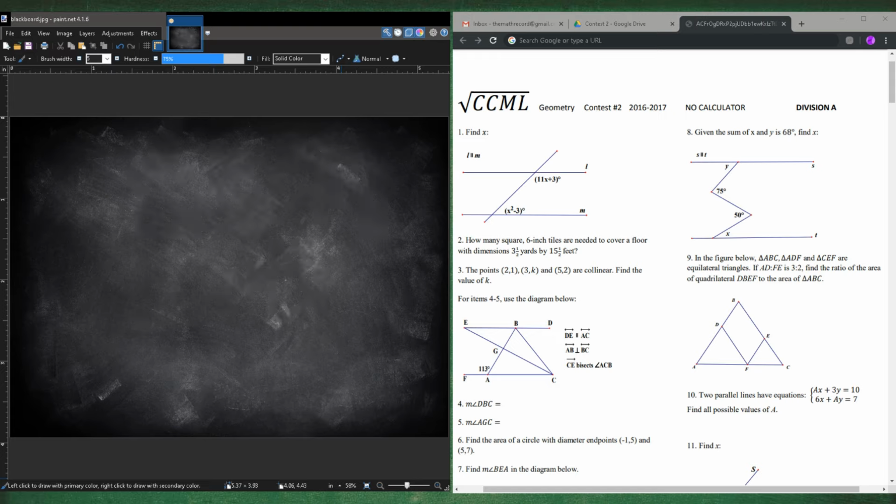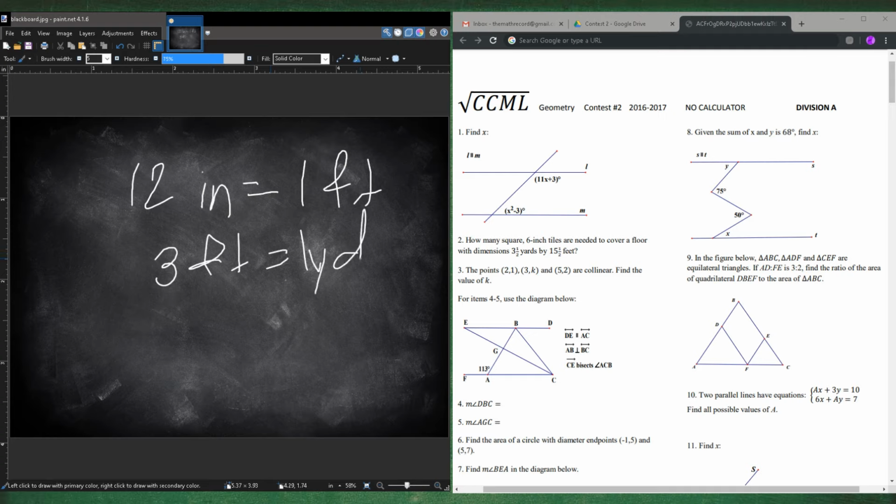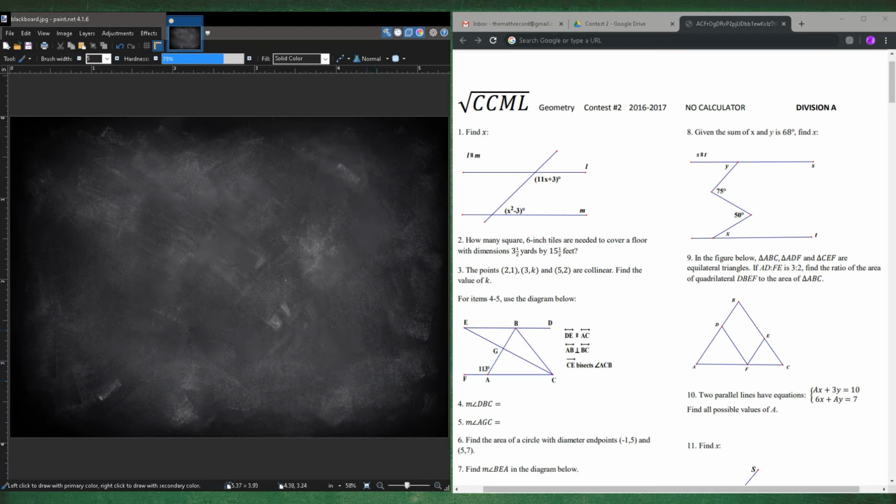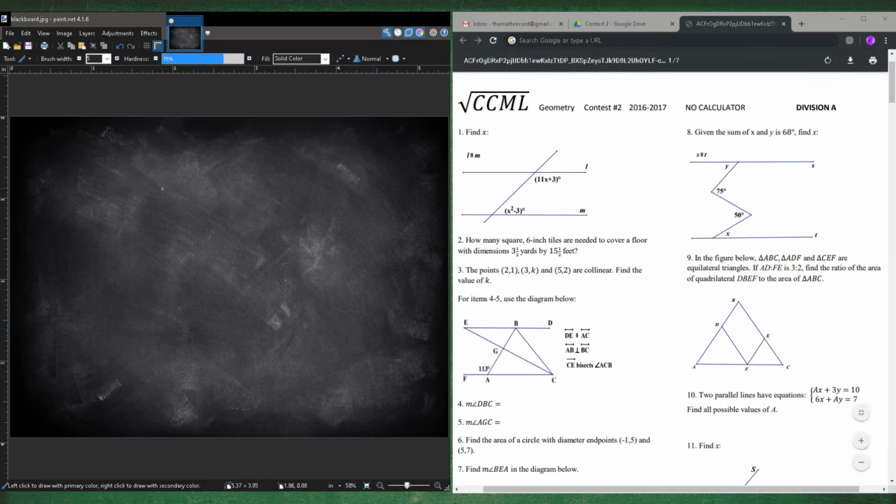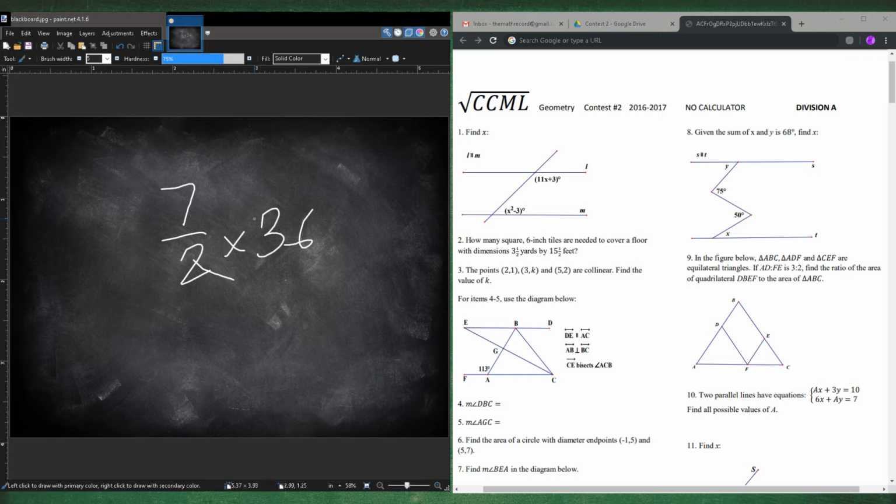Okay, question 2. How many square 6-inch tiles are needed to cover a floor with dimensions of 6.5 yards by 5.5 feet? So 12 inches equals 1 foot, and 3 feet equals 1 yard. Basically, 36 inches equals 1 yard. So we need to convert these yards into inches. So that's 36. So 3.5 is 7/2 times 36, divide by 2, that's 18. 18 times 7 is 126.